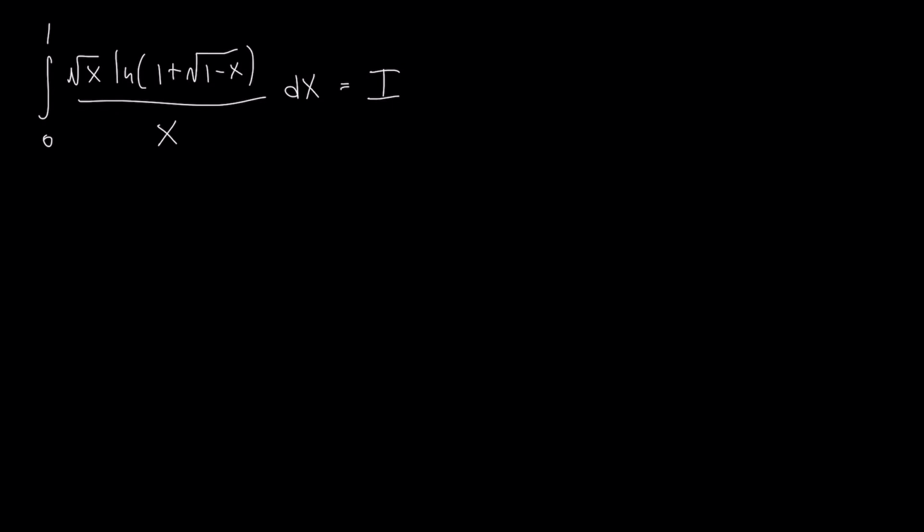Today we'll be doing the integral from 0 to 1 of the square root of x times the natural log of 1 plus the square root of 1 minus x, divided by x, dx. And to start, we will rewrite this integral. So we can rewrite this as the integral from 0 to 1 of square root of x, the natural log of 1 plus the square root of 1 minus x, divided by x.